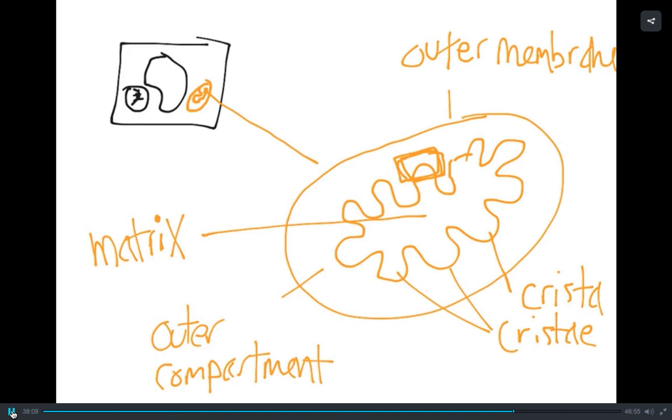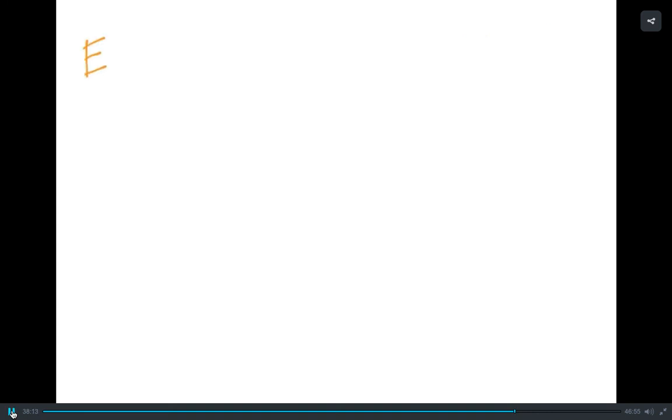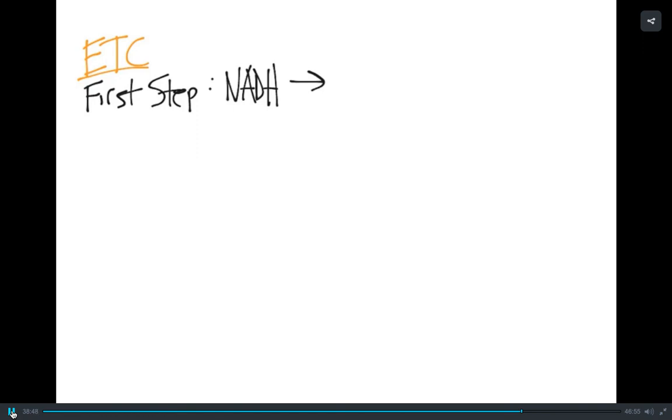So before we get to that, we're here in our last step of cellular respiration, the electron transport chain. Let's look at the first step of this process. The first step of the electron transport chain is that our NADH gets broken down back into NAD plus, the hydrogen proton, and 2 electrons.